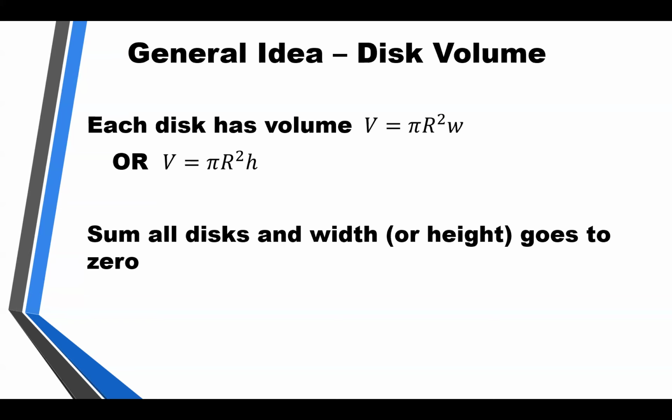Now, the volume of a disk is pi r squared times the width, or pi r squared times the height, depending on how the disk is oriented. And then we're going to sum all those up, and I'll get a formula that looks like pi r squared times h, or pi r squared times w, where the w is going to turn into my dx as I integrate. The h is going to turn into my dy as I integrate with respect to y. And the radius is not going to be the same for each one.